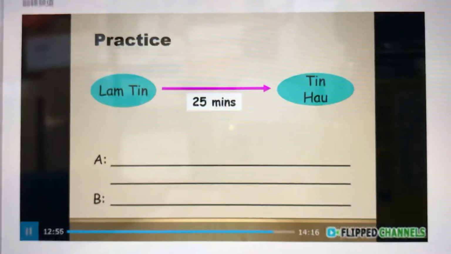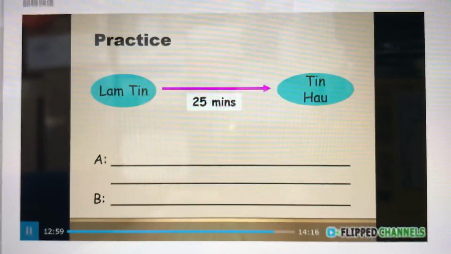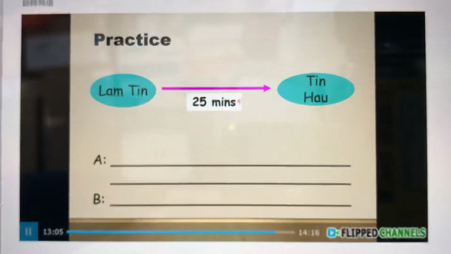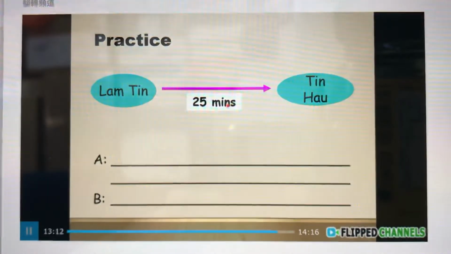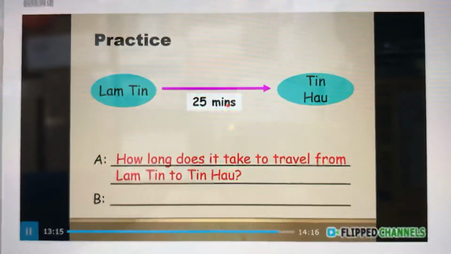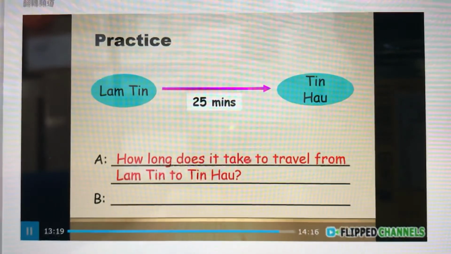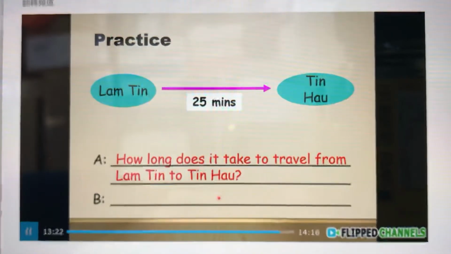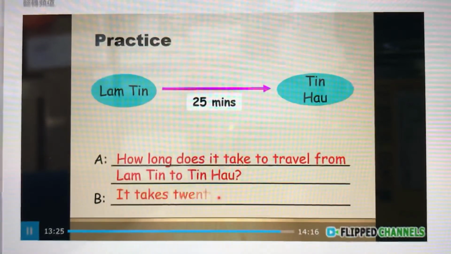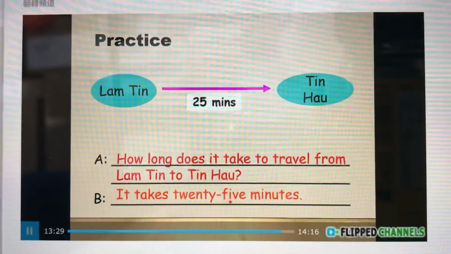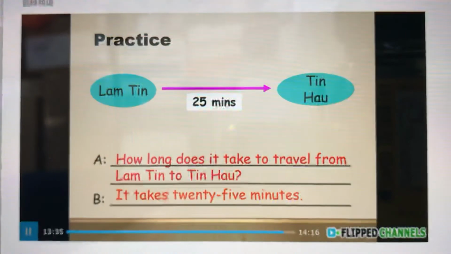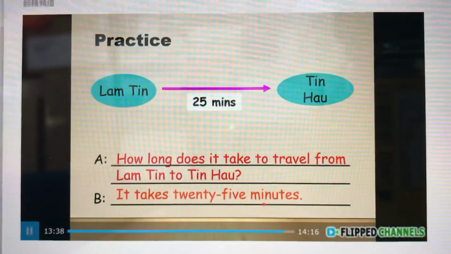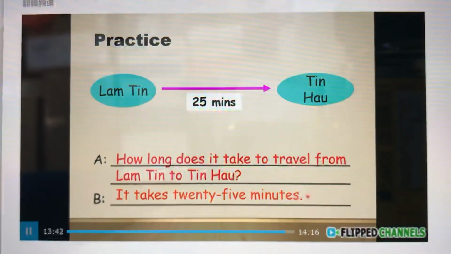Next one. Lam Tin, Tin Hao, 25 minutes. Wow, now we can see a duration of time 25 minutes here. So, what question word we are going to use? Very good. How long? How long does it take to travel from Lam Tin to Tin Hao? What is the answer? It takes 25 minutes. Remember, it is a present tense. We should add s after take. And remember, add s after minute, because 25 minutes is more than 1 minute.